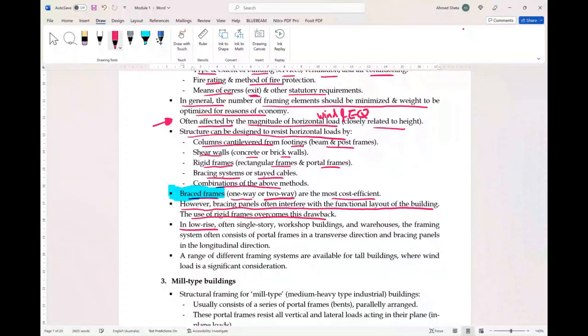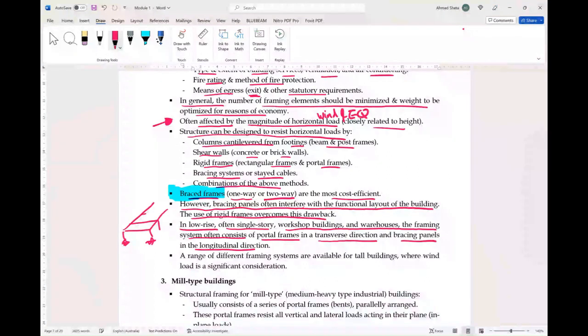In low-rise buildings, often single-story workshop buildings and warehouses, the framing system often consists of portal frames in the transverse direction and bracing panels in the longitudinal direction. So the low-rise building will have frames, and a bracing system in the longitudinal direction. It will be something like this. This is the short direction.